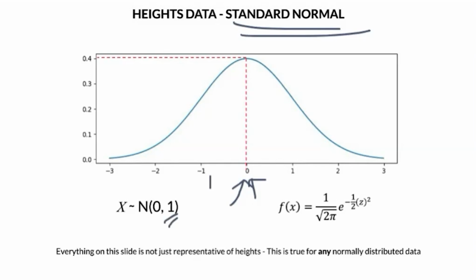So on the x-axis you don't have mu minus 1 sigma, mu minus 2 sigma. No, you now have 0 minus 1 into 1, which is minus 1, then 0 minus 2 into 1, which is minus 2. These are very, very simple values to work with. They are also universal. Everything on this slide is not just representative of Indian male height. This is true for any normally distributed data.